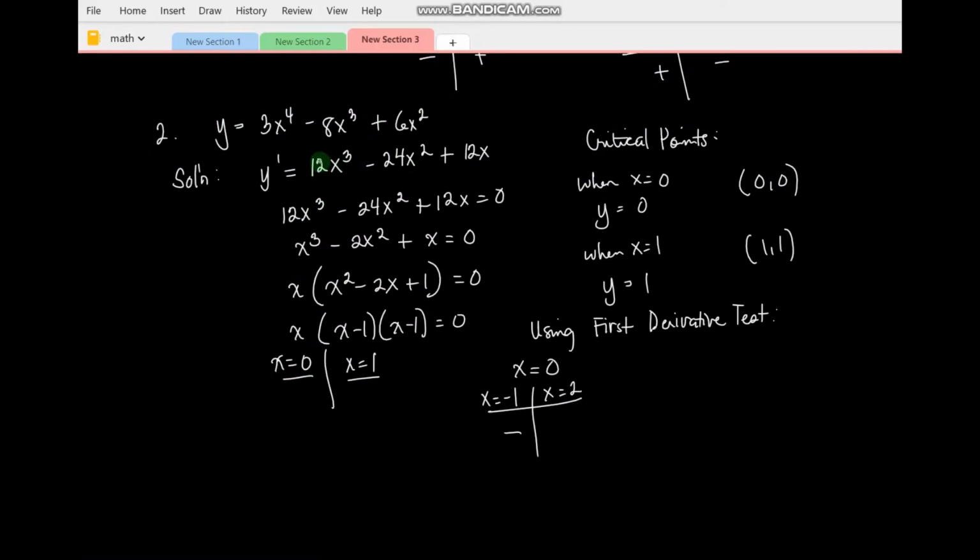Okay? Now for 2. 2 cubed is 8 times 12, that is 96, then minus 24 times 2 squared, 4, that is 96. Then plus 12 times 2, 24. As you can see, we have positive 24. So therefore, this is positive. Since the sign changes from negative to positive, you can say that 0, 0 here is a relative minimum.